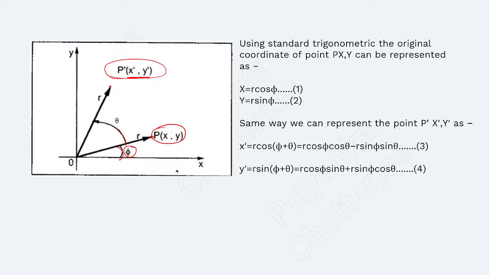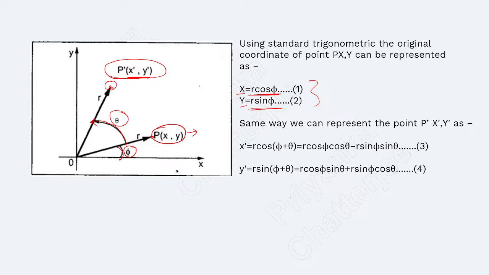Now this is shifted to this location, after we rotate by a further angle theta. So previously, what were x and y? According to trigonometry, x and y are x = r cos phi and y = r sin phi. That is the initial value. Now after that, this is changing.